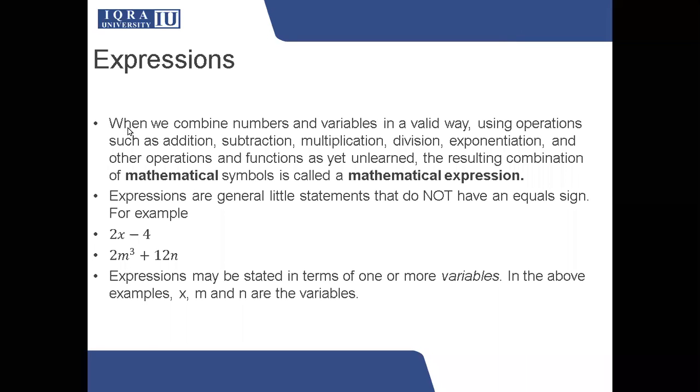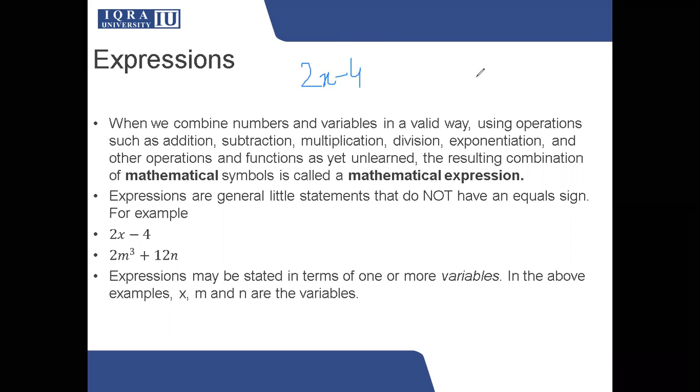So when we combine numbers and variables in a valid way using operations such as addition, subtraction, multiplication, division, exponentiation, and other operations as yet unlearned, the resulting combination of mathematical symbols is called a mathematical expression, right? So, like I said, 2x minus 4. I am multiplying x with the number 2, and then I'm subtracting the number 4 from it, right? So I'm performing some operations. So this is an expression, right?